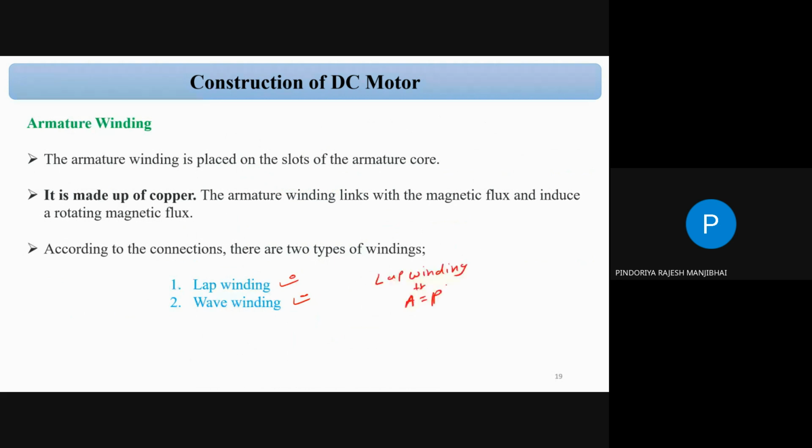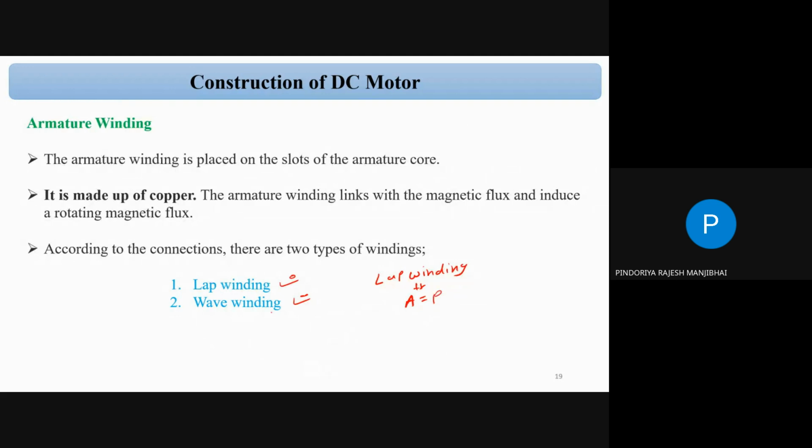Lap winding, A equal to P. So the number of armature parallel paths is equal to the number of poles. P is your number of poles, correct? Yes, P is equal to the number of poles.